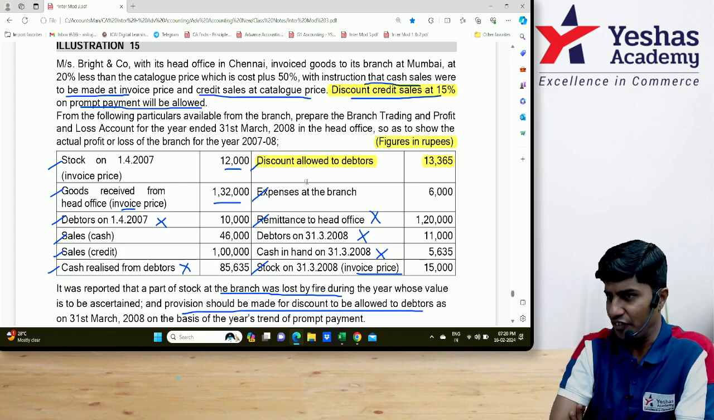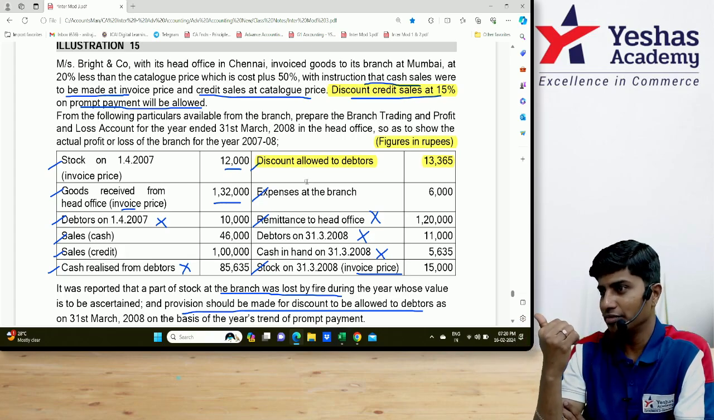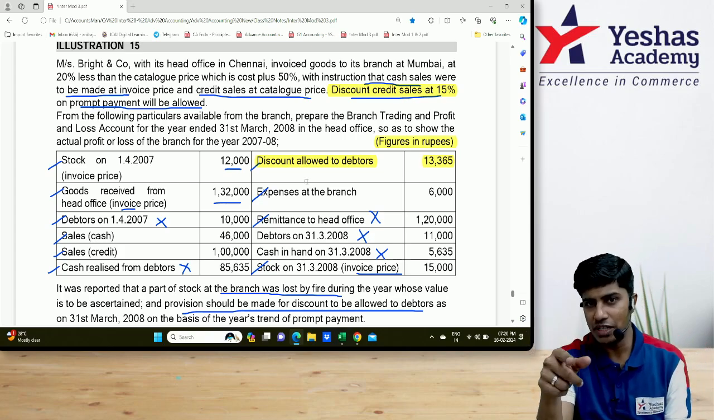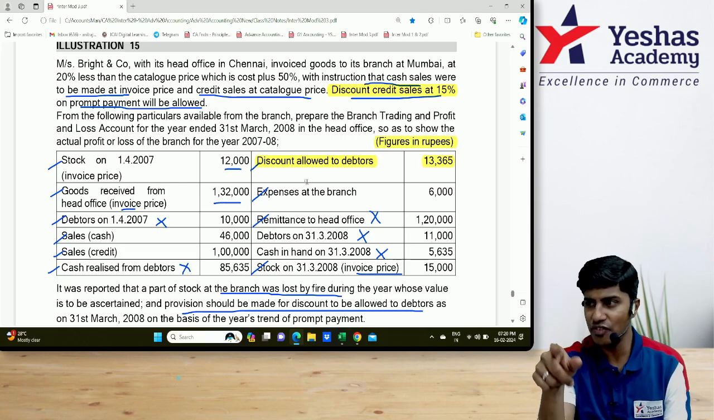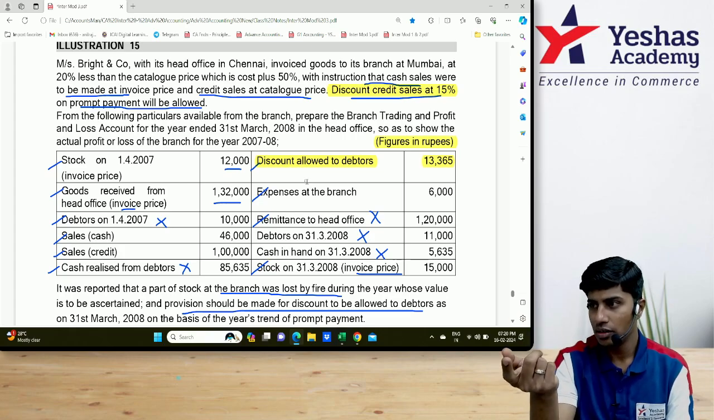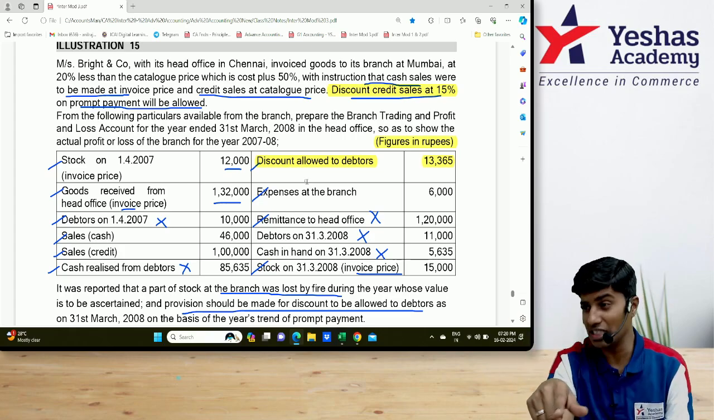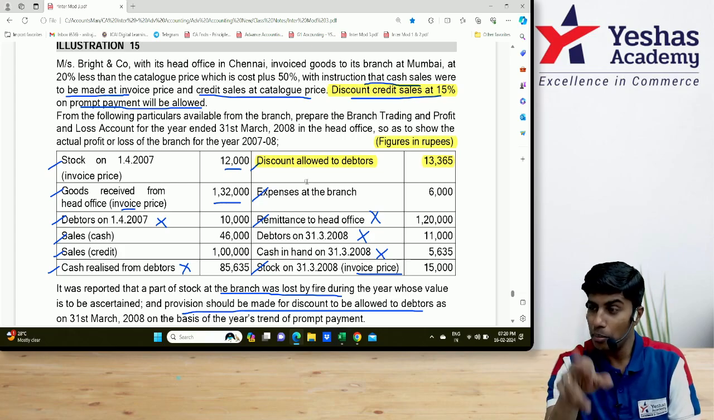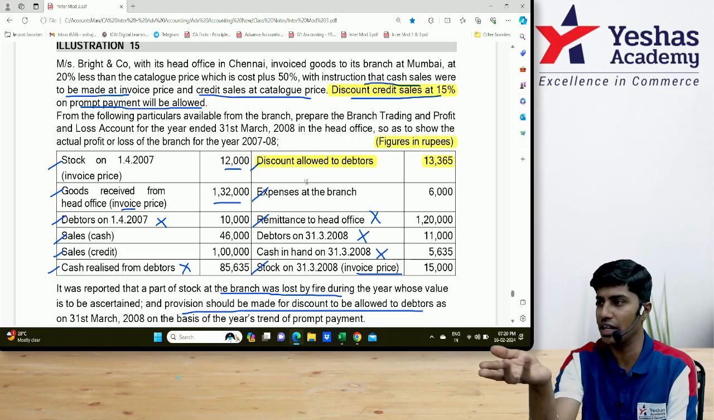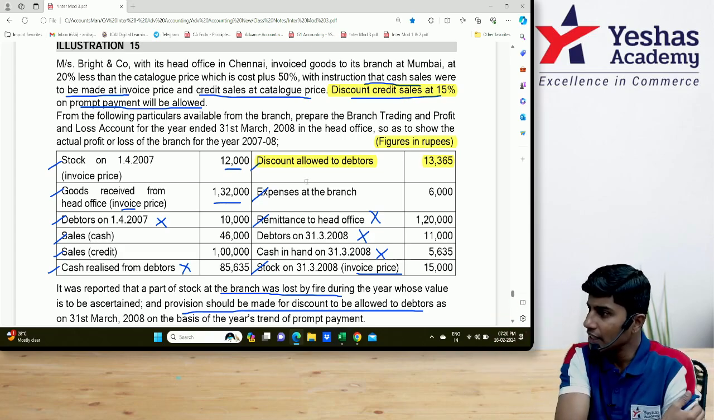75,735. This is the money collected. Another way to do this: if you give 15% discount, on 100 rupees only 15 rupees is discount, so 85 rupees they will pay. So 13,365 divided by 15 multiplied by 85 gives 75,735. This is the money collected.